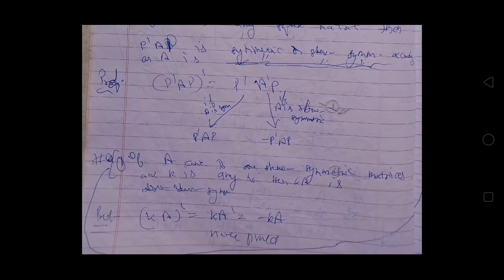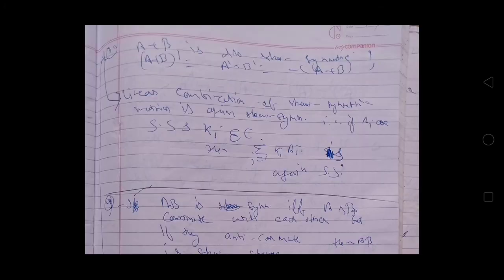Now see this note. If A and B are skew symmetric matrices and K is any number, then K into A is also skew symmetric. Now proof says transpose of K into A will be equal to k into transpose of A, which will be equal to minus k into A. So it is proved. Now second says A plus B is also skew symmetric.